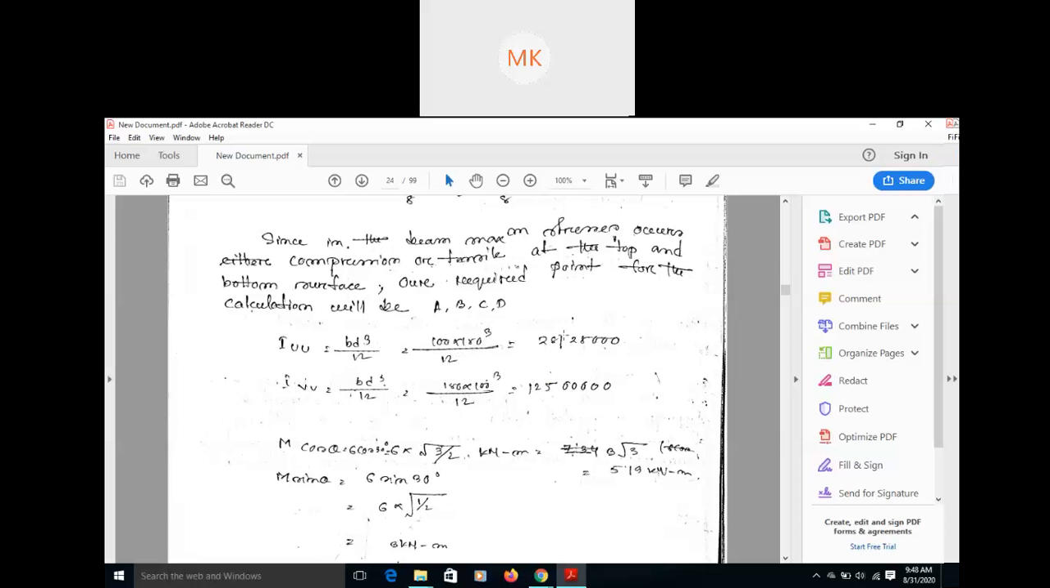Can anyone respond? Please speak, okay? Because I am sharing my screen, I'm not able to see your messages. Millimeters to the power 4, anyone? Okay, fine, thank you. It's mm to the power 4 because all our dimensions are given in mm, and mm into mm cube is mm to the power 4.